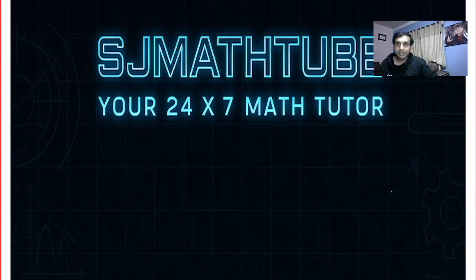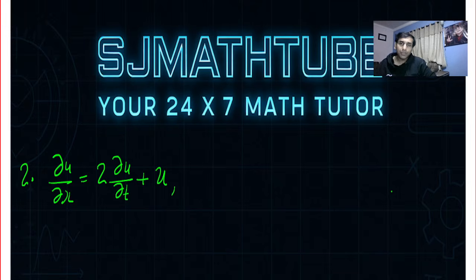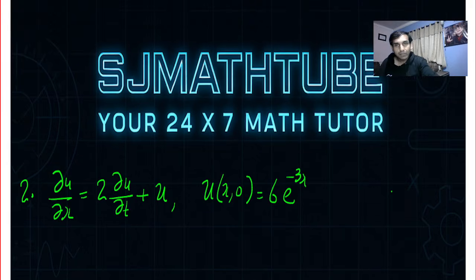So please write, solve the differential equation del u by del x, or dou u by dou x, or partial derivative with respect to x, is equal to 2 del u by del t plus u, with boundary condition u(x, 0) is equal to 6 e power minus 3x. Now look at this.